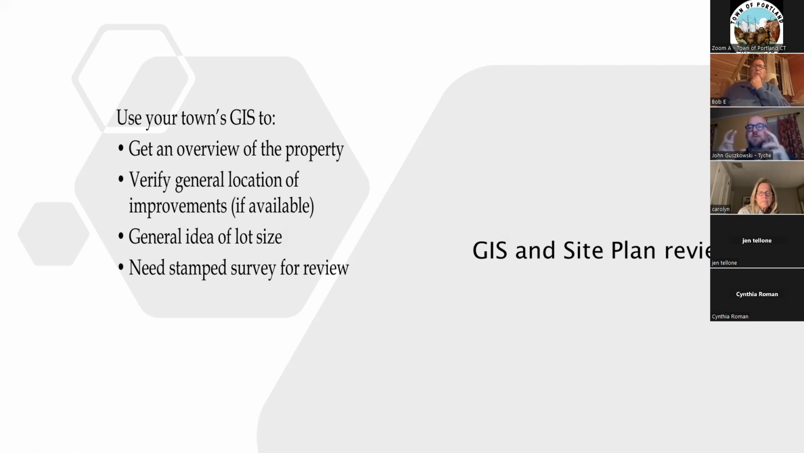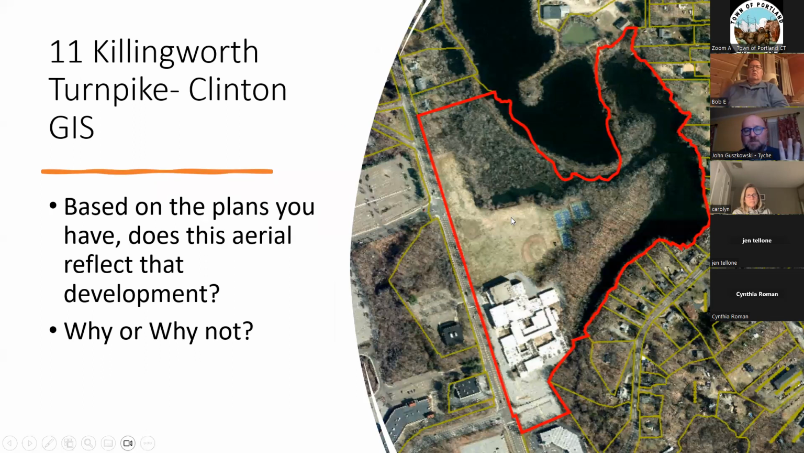Okay. It's also important to get a ground truth of what's being proposed, particularly if you have a hard time looking at just a site plan, a lot of lines on paper, and deciphering where things go. GIS and aerial photography is a great way to convince yourself of what you're looking at. So this is that same site. Based on what we saw in those development site plans, does this aerial photo reflect that development or not?